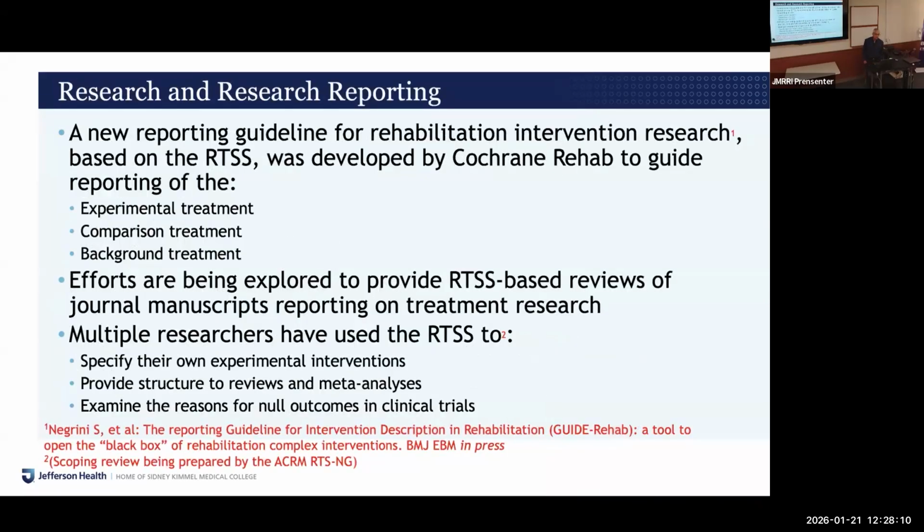In research and research reporting, also a lot of interesting progress. There's an organization called Cochrane Rehab in Europe that is, if you're familiar with the Cochrane Collaborative, that tries to pull together research in a given area and kind of do a big meta-analysis and say, here's what we know about the area. A subgroup was created to try to do that in rehabilitation, which has its own set of challenges.